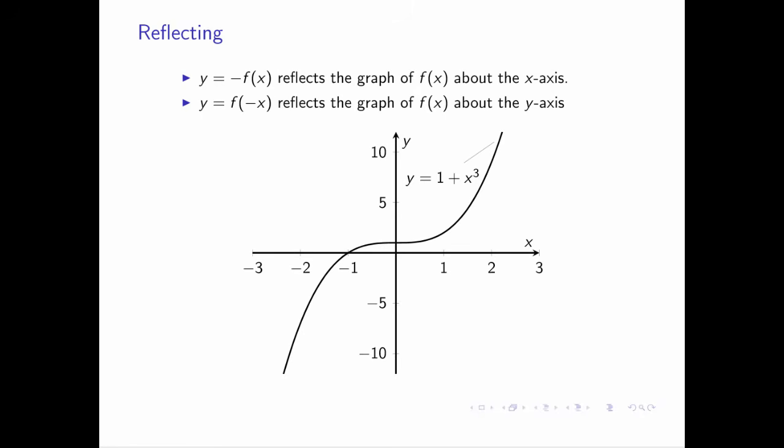And so if we take a base case here, y is equal to 1 plus x cubed, first of all, we're going to reflect around the x-axis. So we're going to use the first rule, and so we're going to put a minus sign in front of the function. And so y would be minus 1 minus x cubed, and you see it graphed out here, and it's reflected around the x-axis.